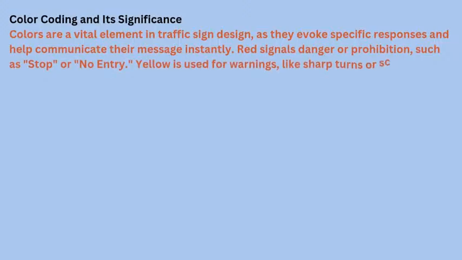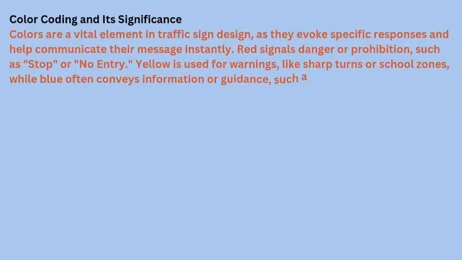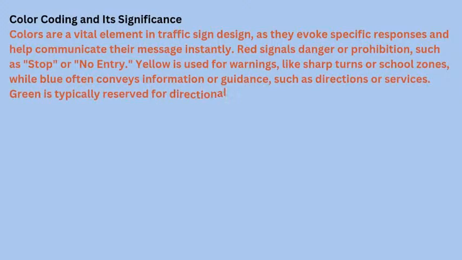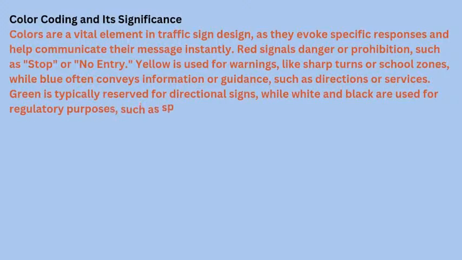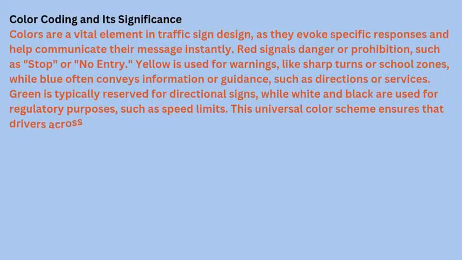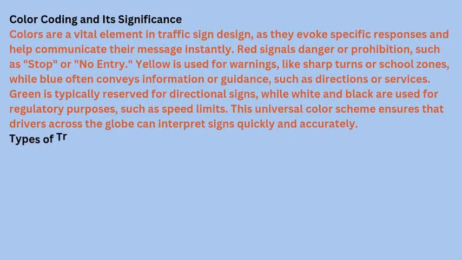Yellow is used for warnings like sharp turns or school zones, while blue often conveys information or guidance, such as directions or services. Green is typically reserved for directional signs, while white and black are used for regulatory purposes, such as speed limits. This universal color scheme ensures that drivers across the globe can interpret signs quickly and accurately.